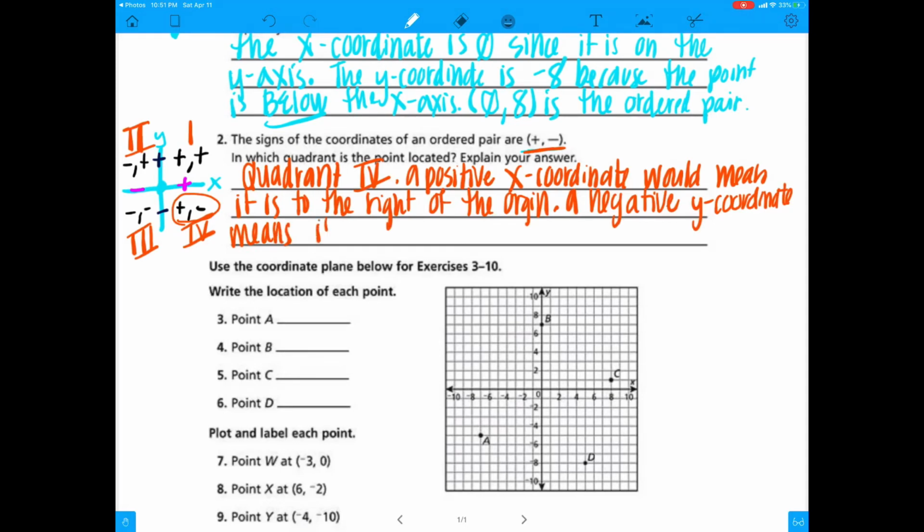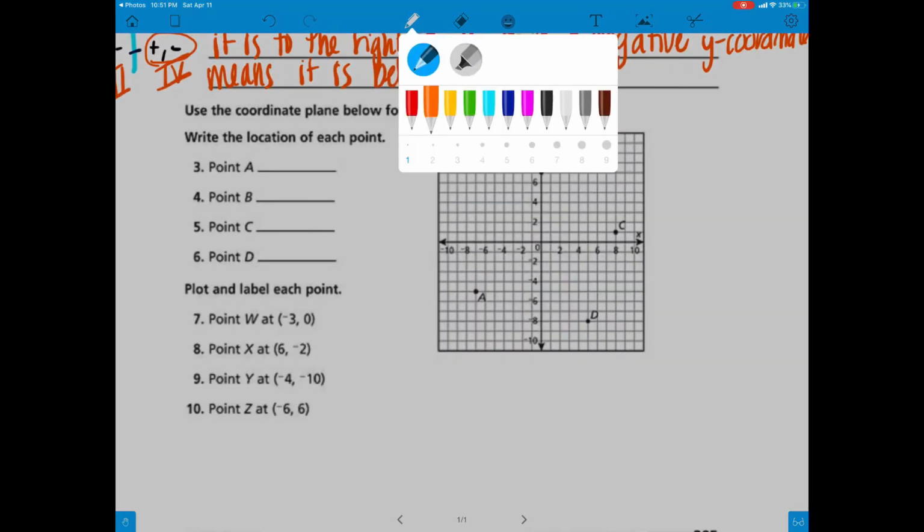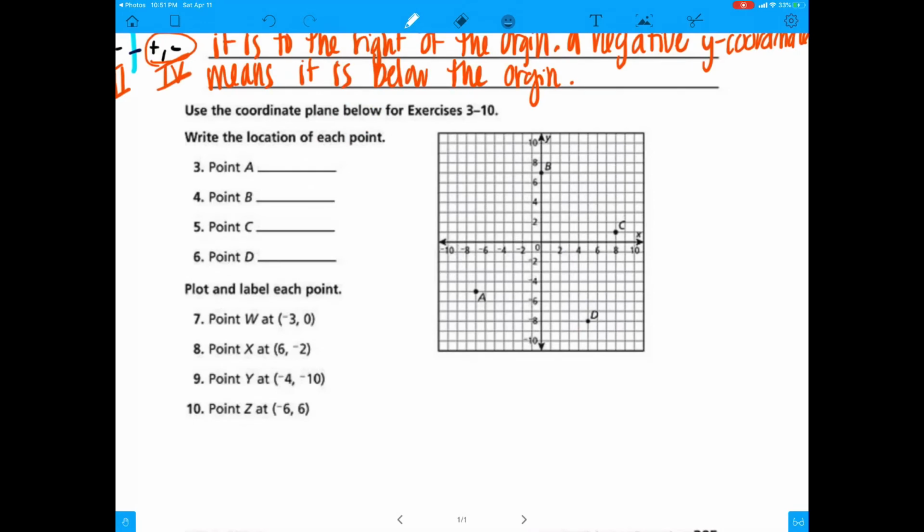It is also important that we're really paying attention to the order. It has to go x first, because if we had 4, 13, so that's positive, positive. If we had 13, 4, our number would be very different where it's pointed. So we're going to use the coordinate plane for exercises 3 through 10.